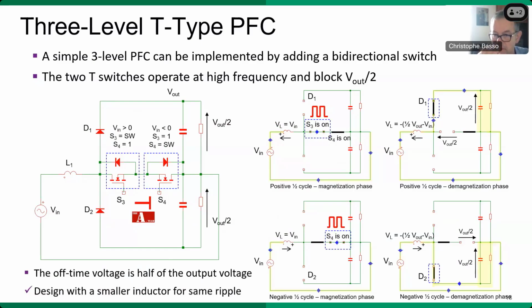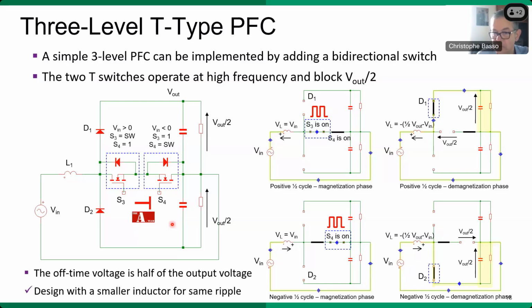In this three-level version, that's another one, we call it the T-type. The two switches are connected back to back, as you can see here. So one of the switches is always turned on in half of the input line cycle, while the other performs the high frequency switching action. So S4 is on during the positive cycle, and S3 switches at high frequency. In the negative cycle, it's the opposite. S3 is permanently on during the cycle, and S4 switches.